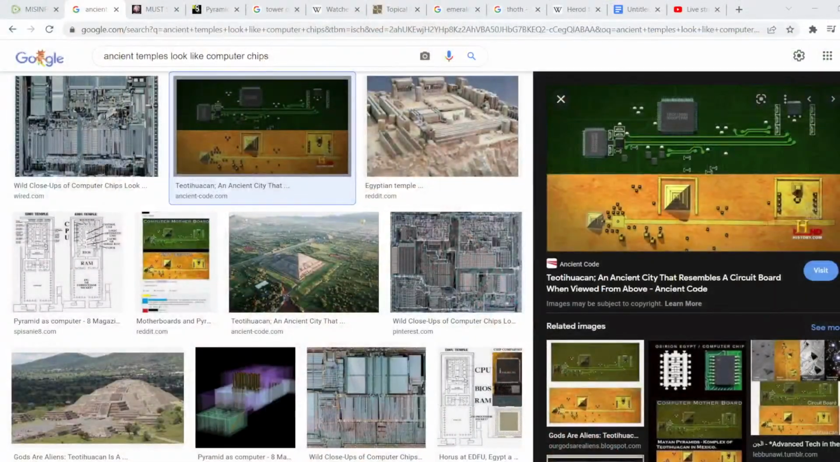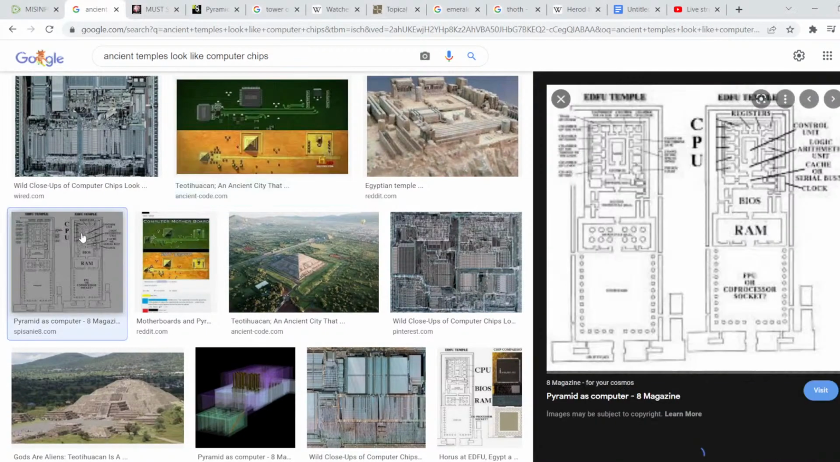It has everything to do with communication, or transmission of some sort. I'm going to go ahead and put this up for you. That's a computer RAM right there. That is another temple. This is the Temple of Horus. This is the eastern side, the most important side from what I understand. And look at the ginormous similarities between computer chips and ancient temples.